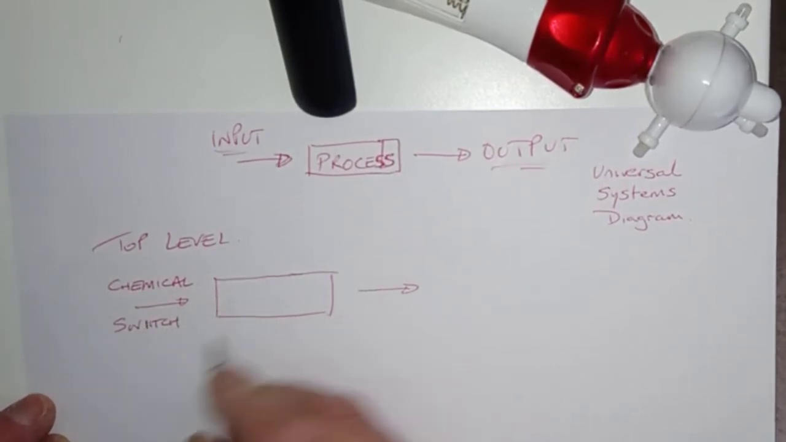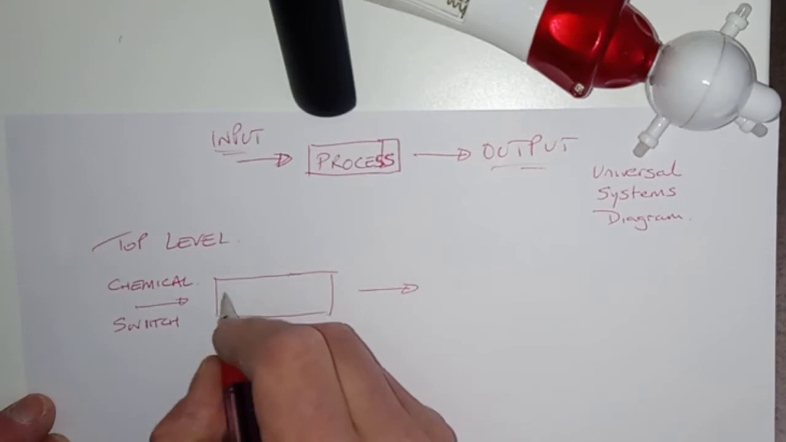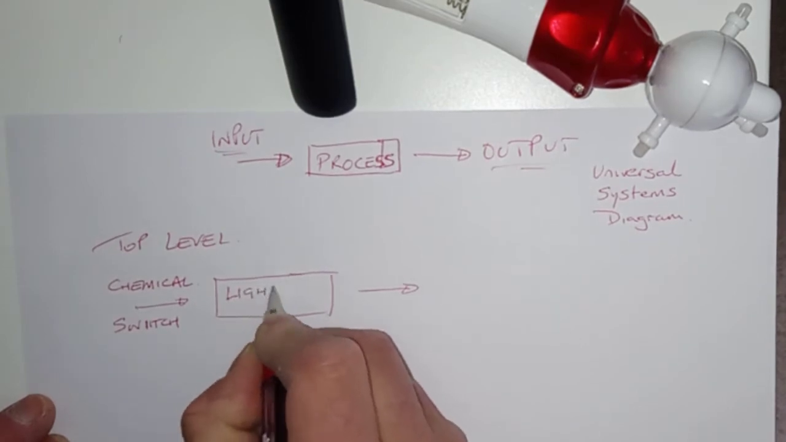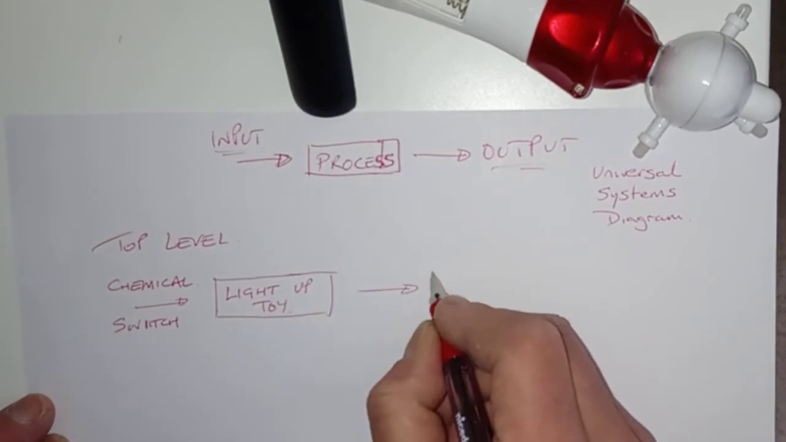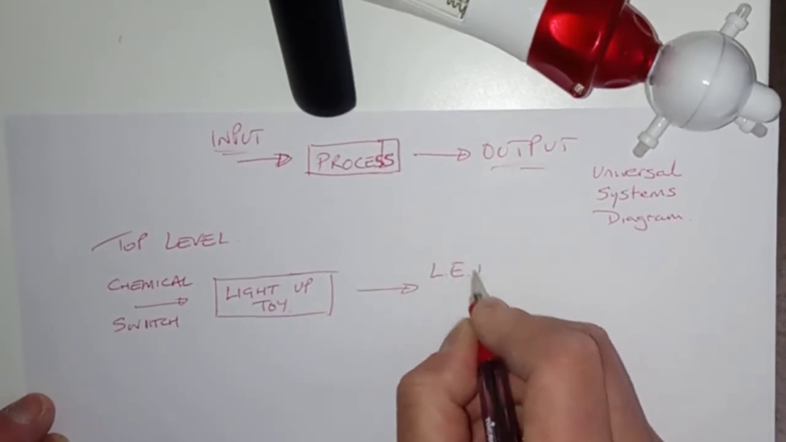Make that a bit easier to see. And I'll just put light up toy here. So what did we say in the output? Light, so we maybe got an LED for light.